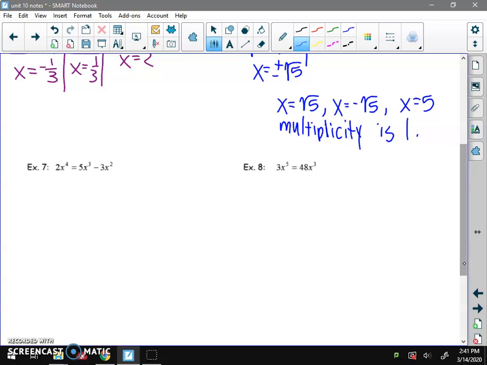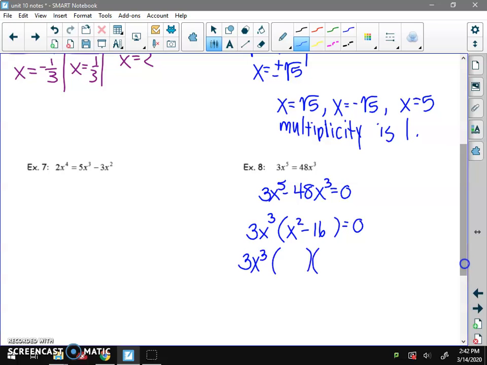On example 8, first of all, let's get it set equal to 0. So let's bring the 48x cubed over to the left side. When we look for a GCF, we can take out a 3x cubed. That will leave us x squared minus 16 equals 0. And inside the parentheses, we have the difference of 2 perfect squares. So the 3x cubed comes down. X squared minus 16 gets factored to x plus 4 and x minus 4.